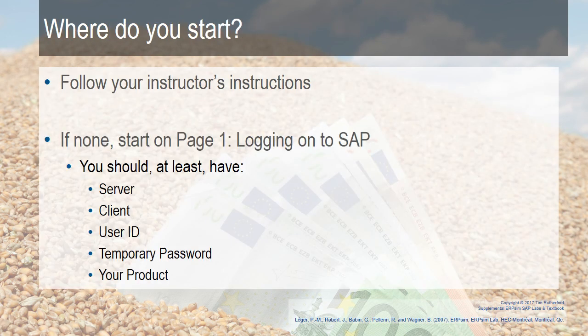So if you are not working within a lab with an instructor and you're wondering where to start with this, you've just been given the labs as a homework assignment, and you need to just jump in, where do you start? Well, if you don't have a specific place to start, start on page 1, logging on to SAP. You should at least have from your instructor the server, the client, the user ID, the temporary password, and your assigned product. If you don't have those things, contact your instructor, however they have passed them through. Once you have all of those, starting on page 1, logging on to SAP, you should be able to just get started.